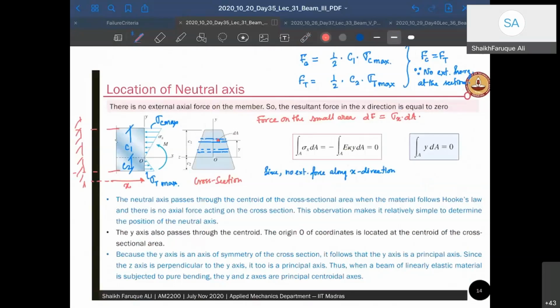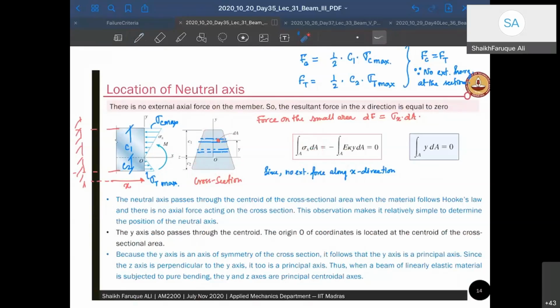Now, if I integrate that force over the whole area of the cross section, I will get the total force acting on the system. The total horizontal direction force at that cross section is going to be equal to 0. So I can write this as the integral of sigma x dA. Sigma x is the stress that is acting there, integrated over the whole cross sectional area, equal to 0.